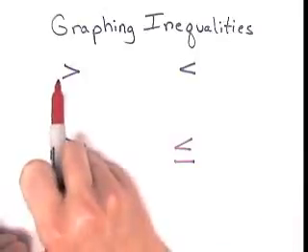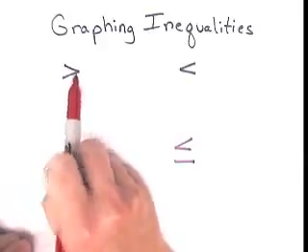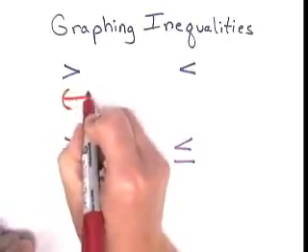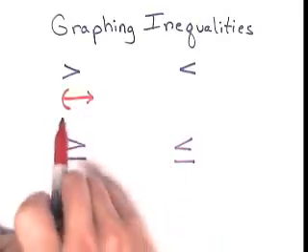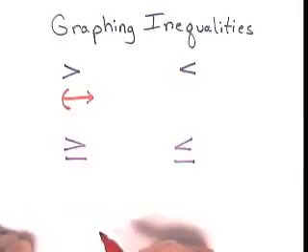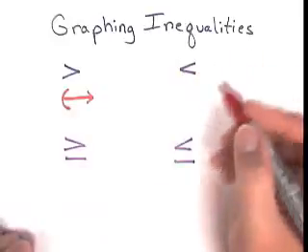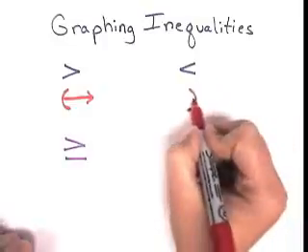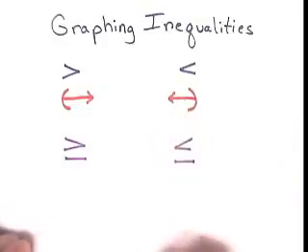If the symbol says greater than, then on your graph, somewhere you're going to have half of a parenthesis and a line graphed to show everything greater than the number. If your inequality is less than, you're going to have the opposite half of the parenthesis and show everything less than that number.